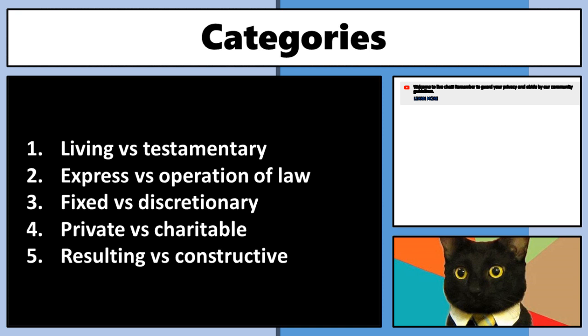They are the alleviation of age, infirmity, and poverty. They are for the advancement of religion. They are for the advancement of health. Not health. Education, not health. It's in the first one. And the 4th one is for other purposes beneficial to the community. Very broad, open-ended purpose they've left off there.